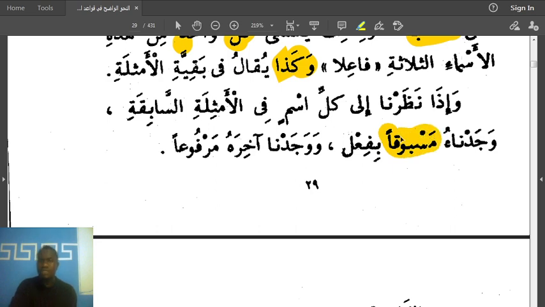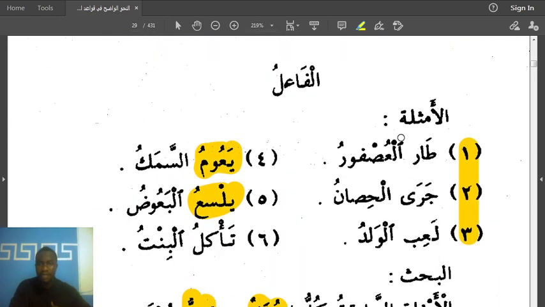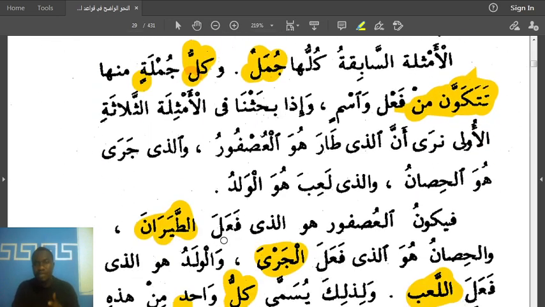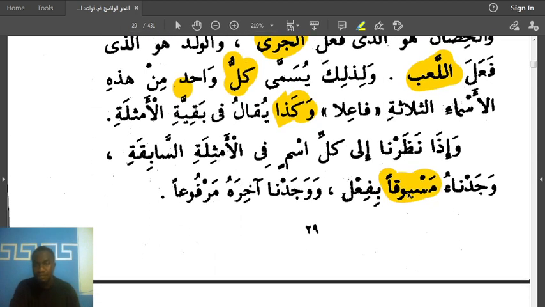So all the nouns in the sentences, if you look at it, you realize that it is preceded with a verb. Let's practically look at this quickly and come back. We have al-usfur is a noun, it is preceded with a verb, tar. Al-hiswan is a noun, preceded with jara. Al-waladu, preceded with la'ib. If you come to the second three examples, you find the same thing. As-samaku, then you find ya'um. Al-ba'udu, you find yalsa'u. Al-bintu, you find the ta'kulu precedes. So all the nouns in the sentences are preceded, that is what we say masbuqan, preceded.